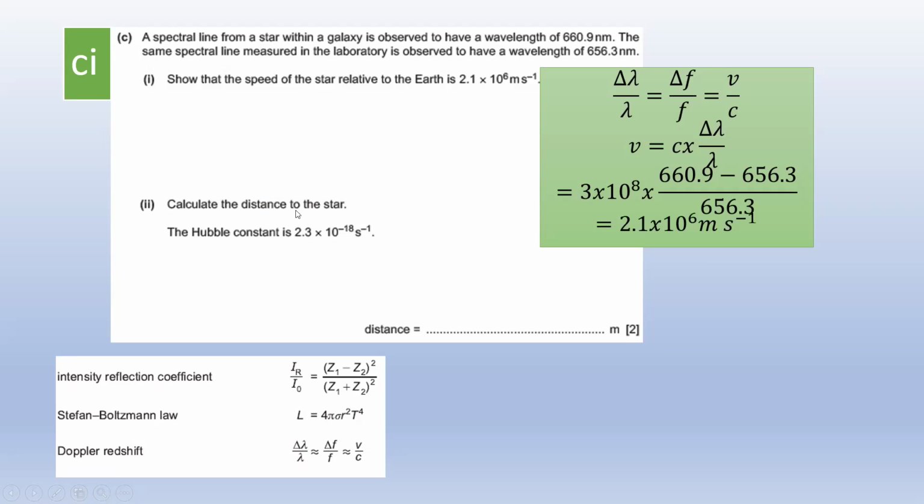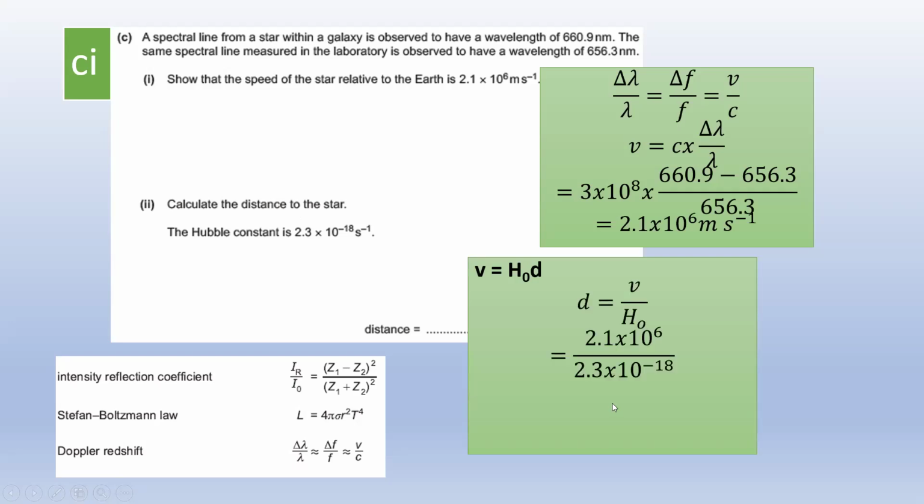Calculate the distance of the star. This is the formula. Distance plus constant is given. Right? Put in your value. That one there is the speed. That's the Hubble constant.